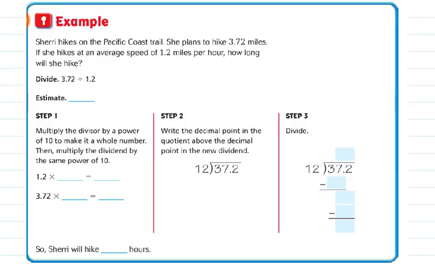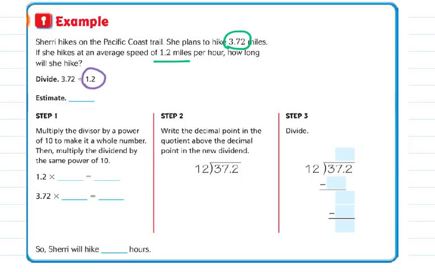Next, boys and girls, we have one more example, which says Sherry hikes on the Pacific Coast Trail. She plans to hike 3 7/200 miles. If she hikes at an average speed of 1 2/10 miles per hour, how long will she hike? Now, boys and girls, remember, we always circle our divisor first because that is what we are concerned with creating and making into a whole number because your divisor has to be a whole number.